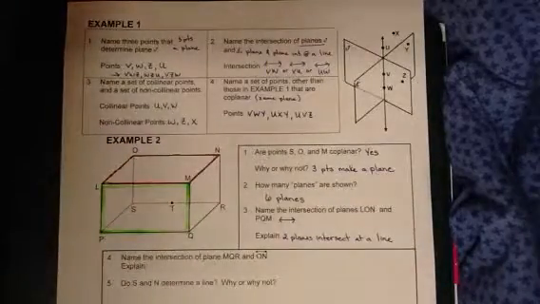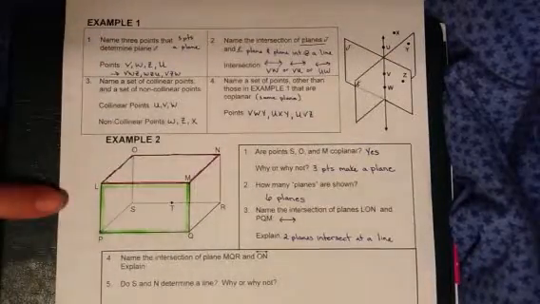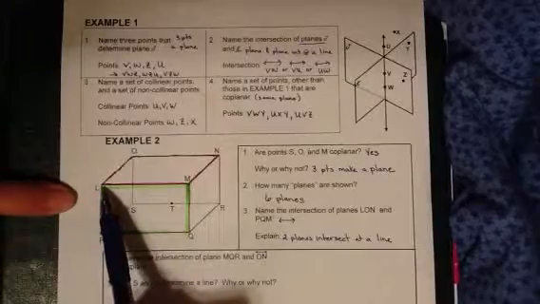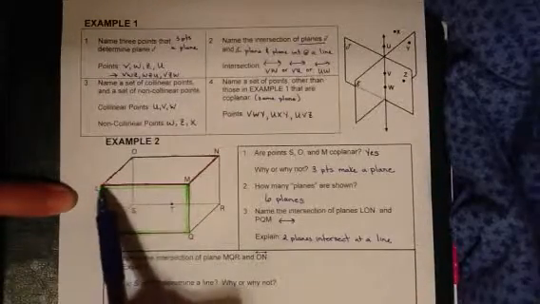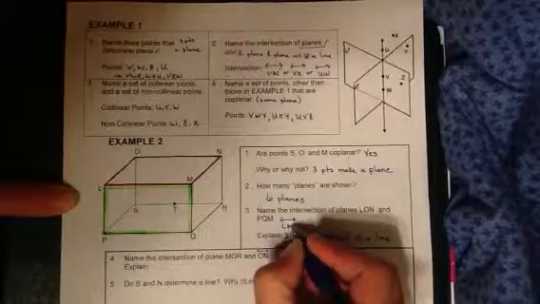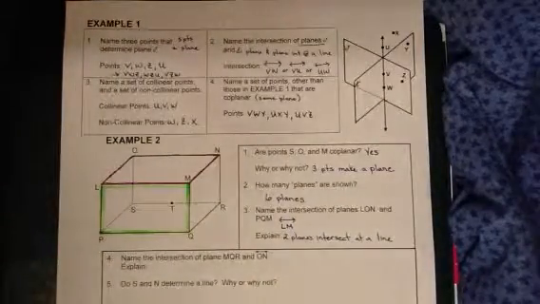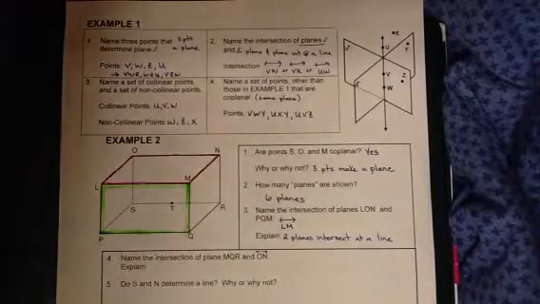So now I want to look, where do those two touch? Where do they overlap? Where do pink and green touch? Well, if I look, it's right here across this line. Well, that line is L to M. So it would be LM. And again, we know it's a line because two planes intersect at a line.